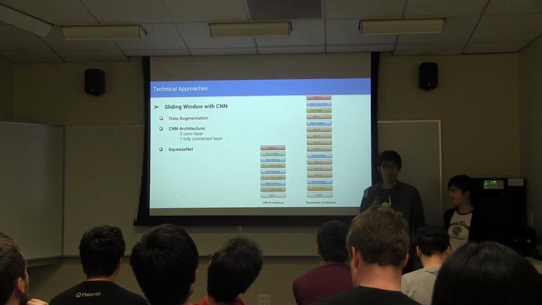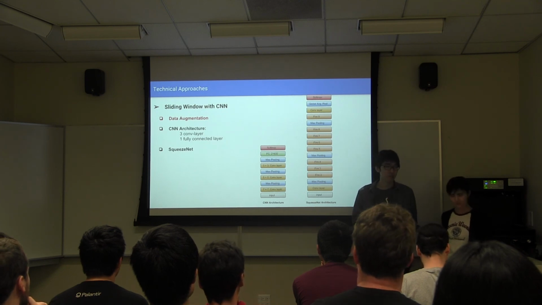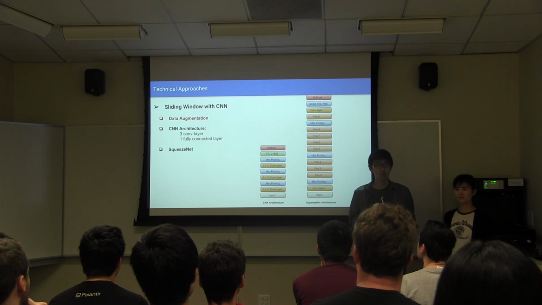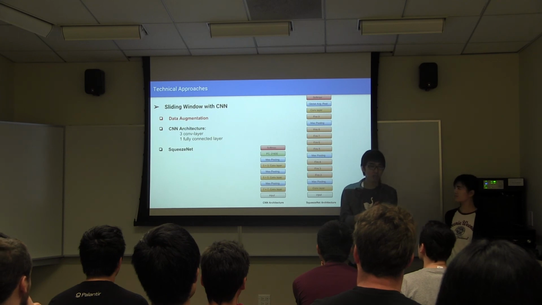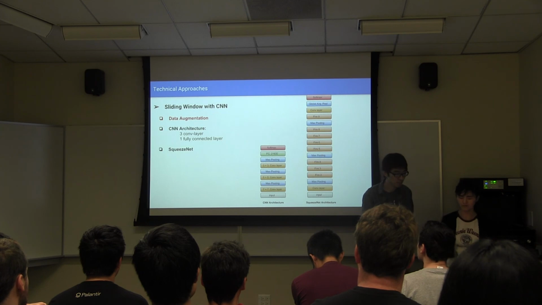So on top of the SVM kernels, we try using CNN. We have 2 CNN architectures. The first one is a simple CNN with 3 convolution layers and 3 max pooling layers. And the other one is SqueezeNet. SqueezeNet has a relatively similar accuracy to AlexNet, but it's more efficient.